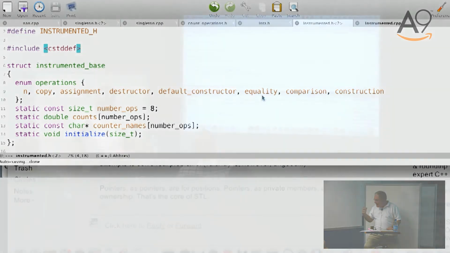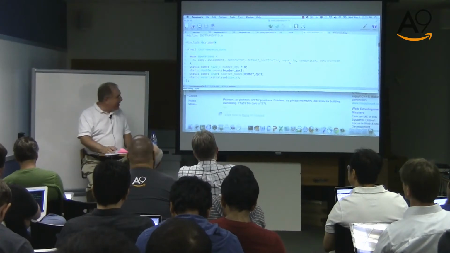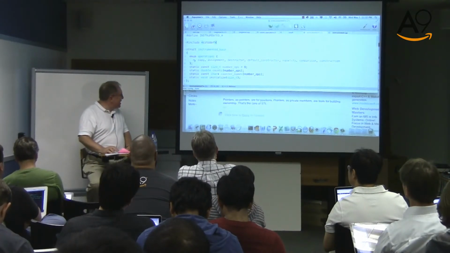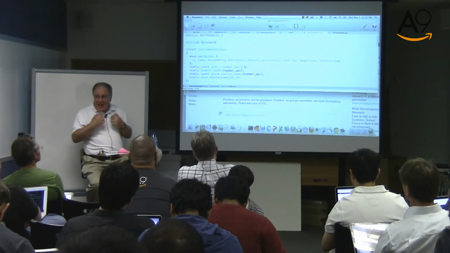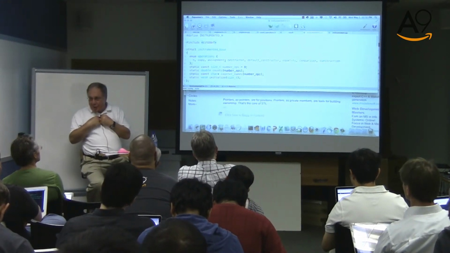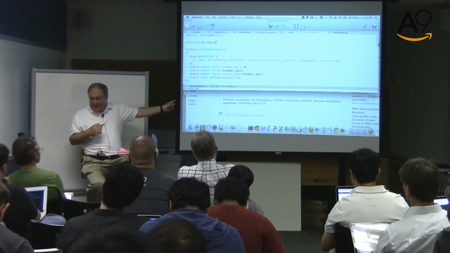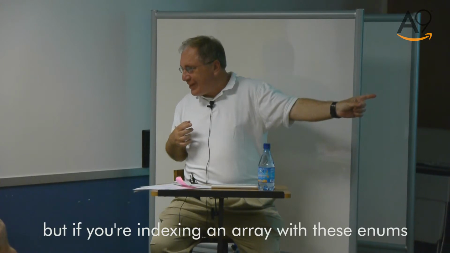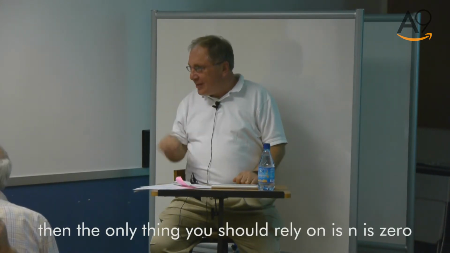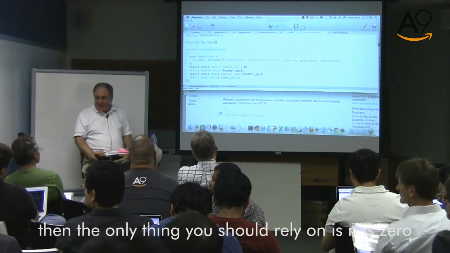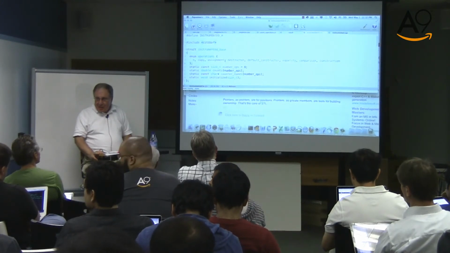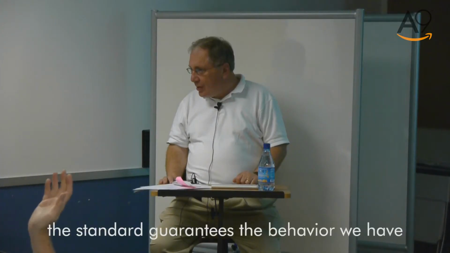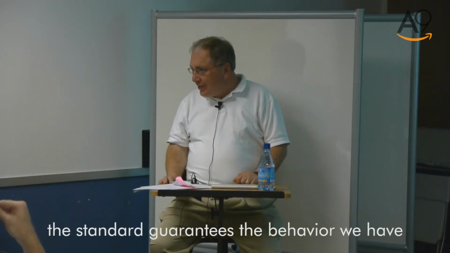That's what I mean. This is this funny thing. I don't want, of course, here to write n is 0, copy 1, assignment 2. I rely implicitly, of course. None of my code would work if it is not so. But if you're indexing an array with these enums, then the only thing you should probably rely on is n being 0, and then the rest being like n. So you don't say n equals 0. The standard guarantees the behavior that we have.